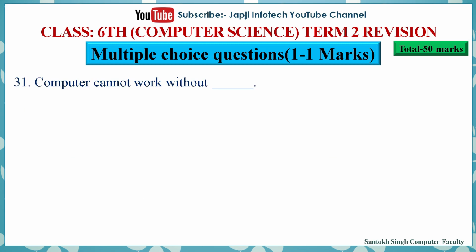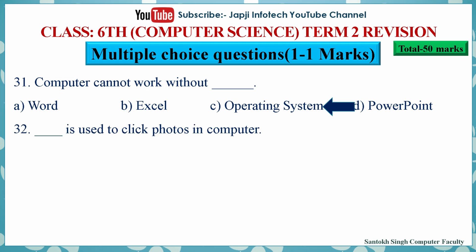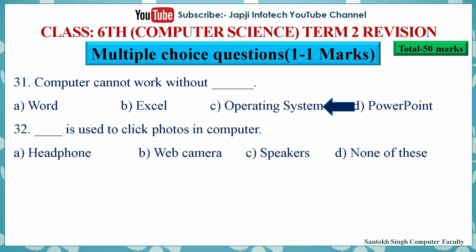31st one is computer cannot work without dash, and their options are Word, Excel, operating system, and the last one is PowerPoint. And the right answer is computer cannot work without operating system. And 32nd one is dash is used to click photos in computer, and their options are headphone, web camera, speaker, or none of these. And the right answer is web camera is used to click photos in computer.